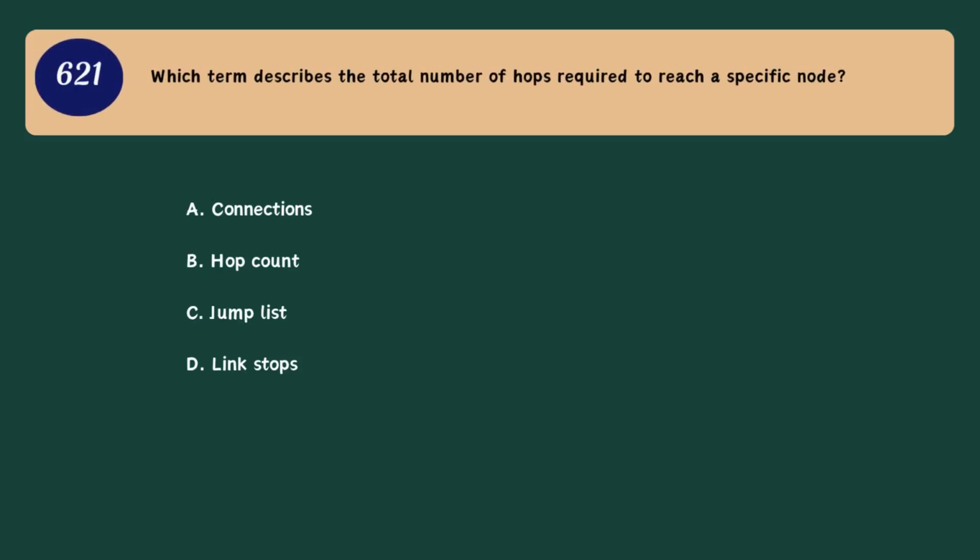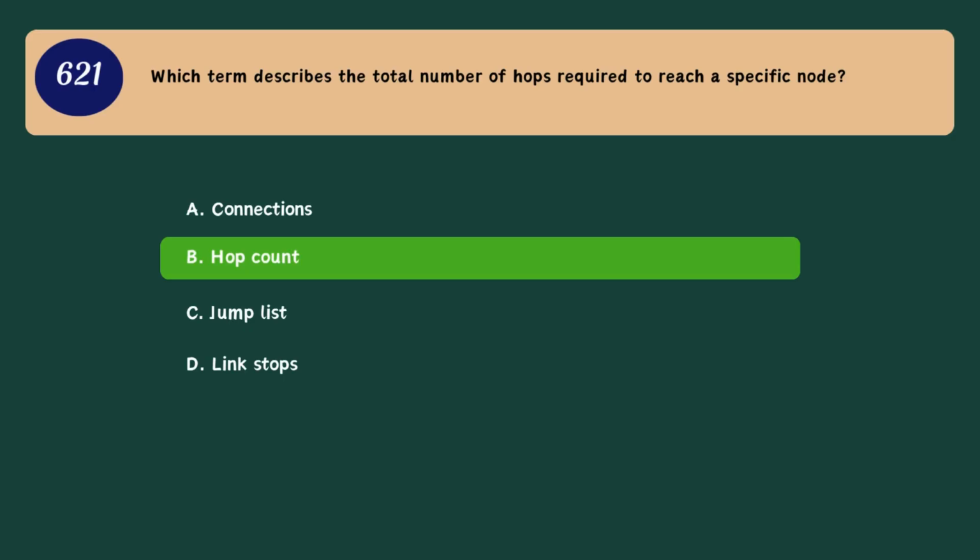Question 621. Which term describes the total number of hops required to reach a specific node? A. Connections. B. Hop count. C. Jump list. D. Link stops.